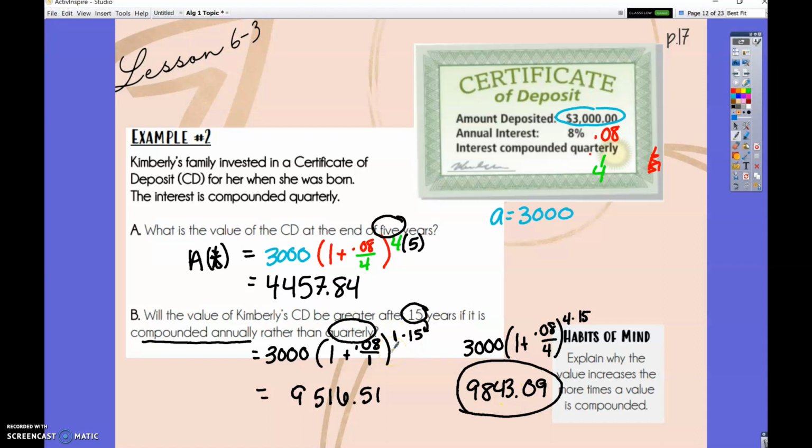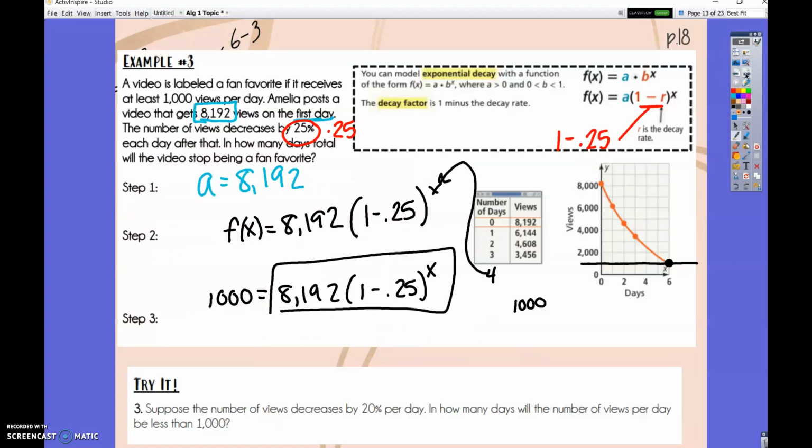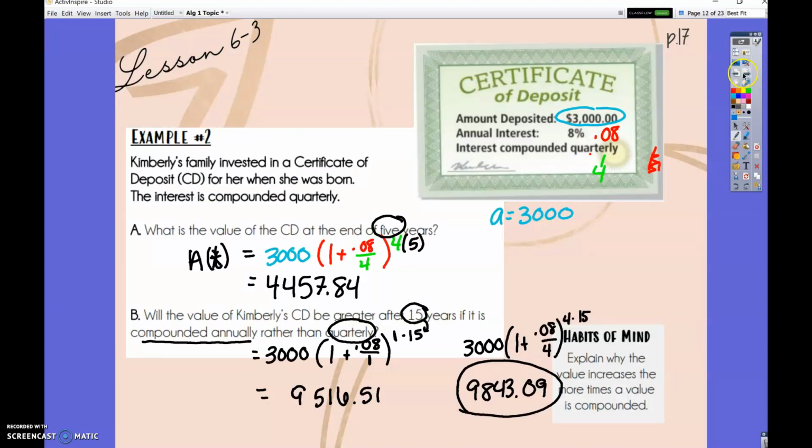For each of these problems in Lesson 6.3, really try to look at what numbers you're given, find which variable they represent, and plug them in. For both of these examples, the first one we did was an exponential decrease or decay, and this one was an exponential increase.